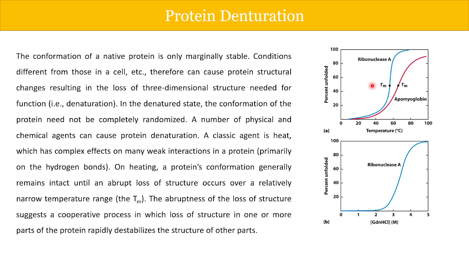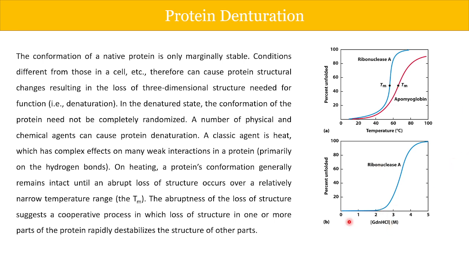At 50 degrees centigrade, your ribonuclease A is melting and it is 50% unfolded. So the Tm for ribonuclease A is 50, whereas the Tm for apomyoglobin is somewhat greater than 60, say assume 65 degrees. So from here you can get information. Based on the denaturation step, you can comment on the Tm as well as the folding of a particular protein. The higher the Tm value, the more stable your protein is.